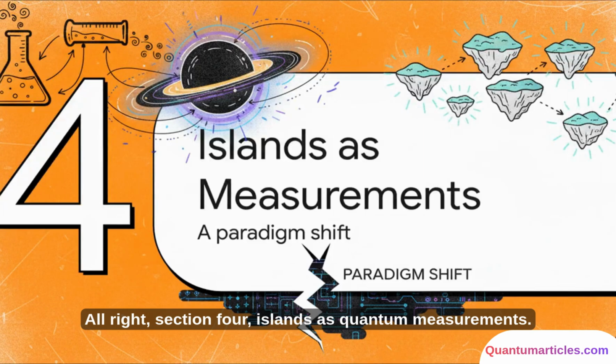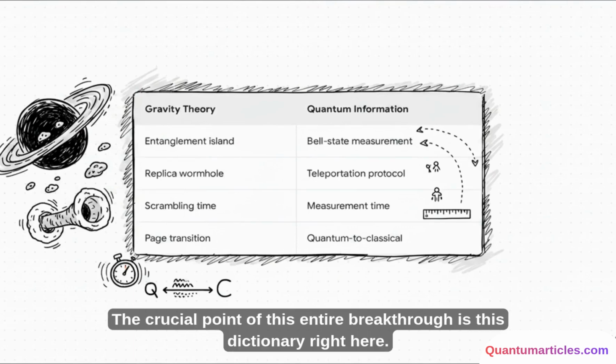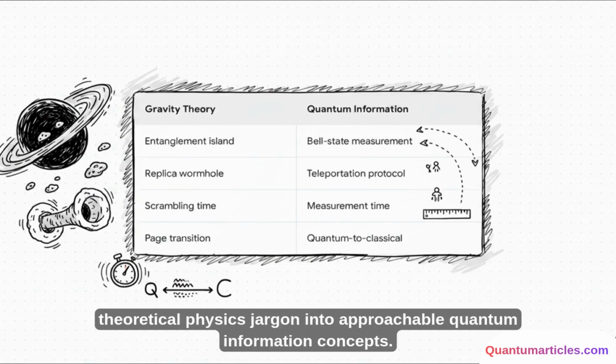All right, section 4, islands as quantum measurements. So now we take our shiny new lab tools and apply them directly to the black hole itself. The crucial point of this entire breakthrough is this dictionary right here. The researchers have perfectly translated terrifying abstract theoretical physics jargon into approachable quantum information concepts.